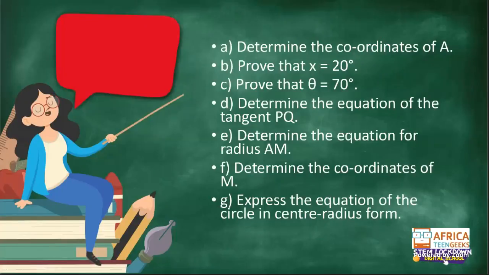All right, so we have determined already the equation of the radius AM. The next question is to determine the coordinates of M. Remember, we know already the coordinates of A. We know the equation of the line AM. Now, we are asked to determine the coordinates of M.